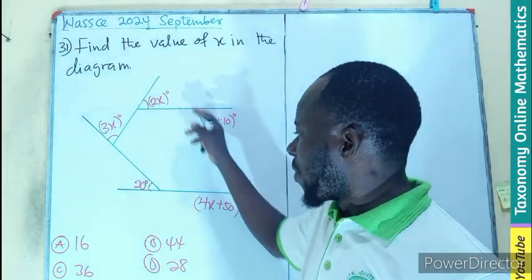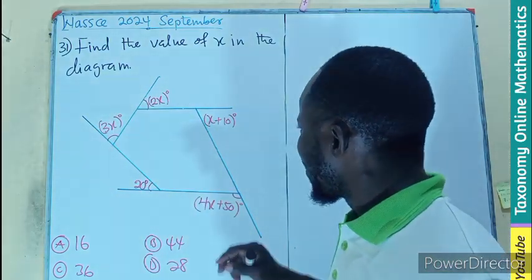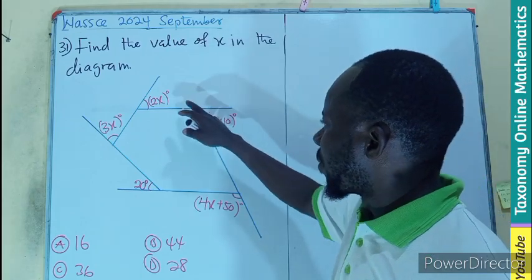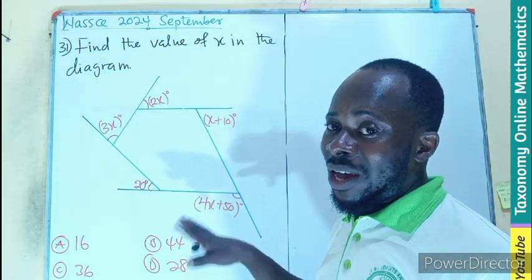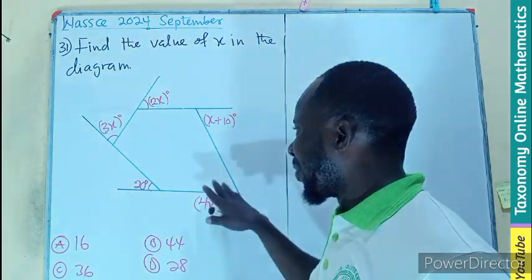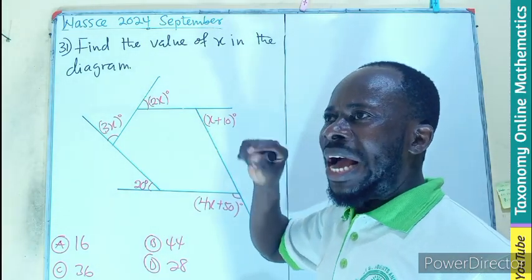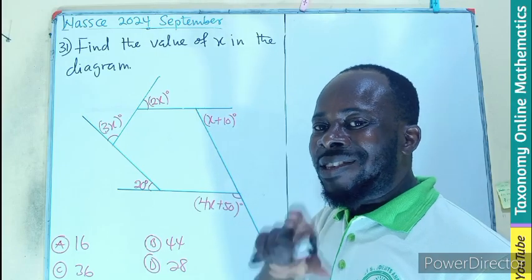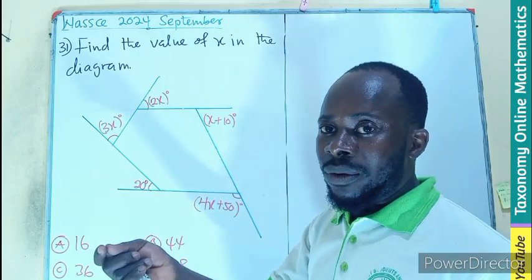1, 2, 3, 4, 5. So this is a pentagon having 5 sides. Now, if you check, all the angles are at the exterior part. These are all exterior angles to this pentagon. Now, how do we find the sum of the exterior angles of a pentagon? Or better still, of a polygon?